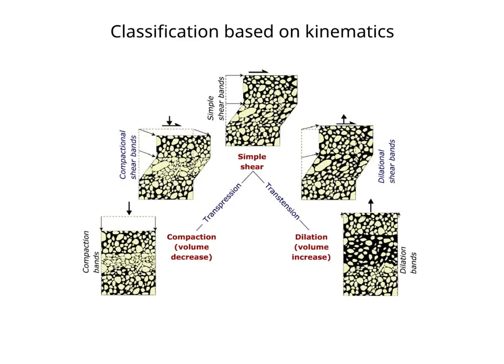Deformation bands can be classified with respect to the relative movement of the sidewalls. Simple shear bands are characterized by displacement exclusively parallel to the band. Compaction and dilation shear bands involve both shear and displacement perpendicular to the band. Compaction and dilation bands are characterized by displacement exclusively perpendicular to the band.